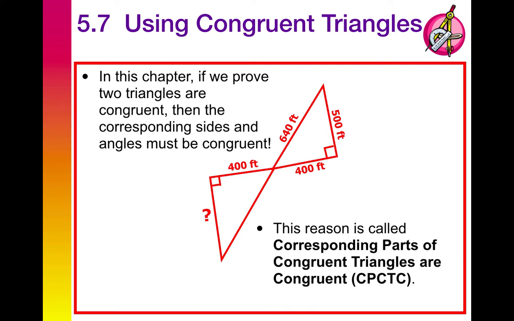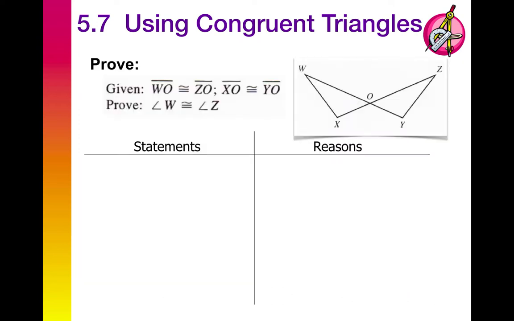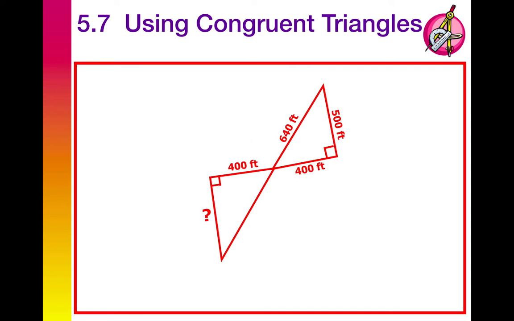And we call this corresponding parts of congruent triangles are congruent, or CPCTC. You should commit this to memory. This is very, very important. So let's just go back, and we can see here that we have an angle, a side, and an angle, and over here we have an angle, a side, and an angle, and that's all we need to show that these two triangles are congruent.